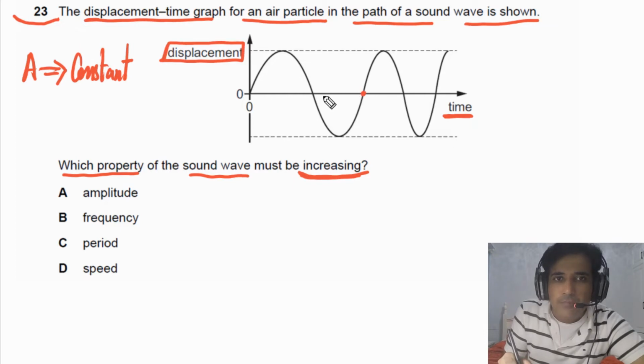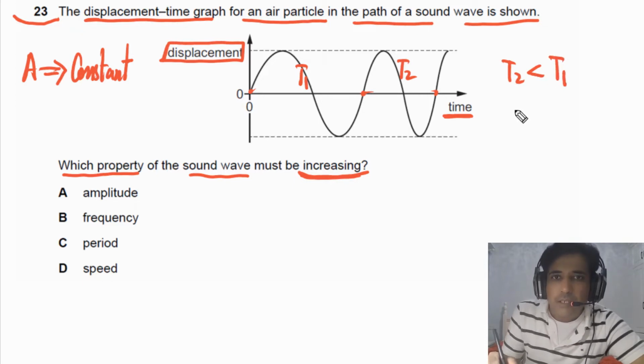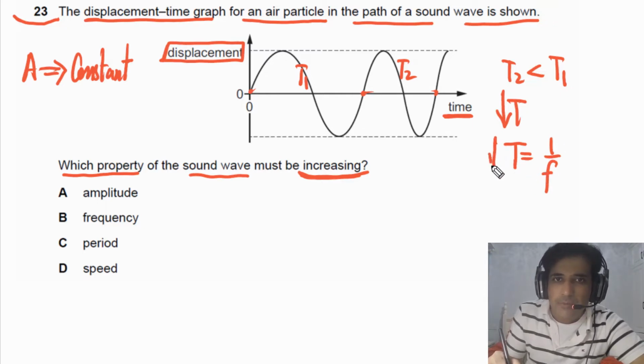But if you look at time period, this is t1 we can say, and the time taken from here to here is t2. In this case, t2 is smaller than t1. It means that time period of the wave is decreasing. But we need to find out which property is increasing. If you look at the relationship between time period and frequency, time period is equal to 1 over frequency. If the time period is decreasing, it means that frequency must be increasing. We can also write down frequency is equal to 1 over T.